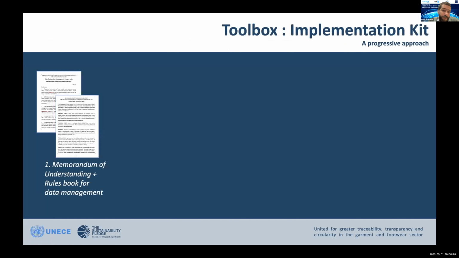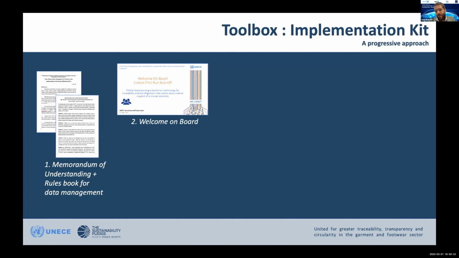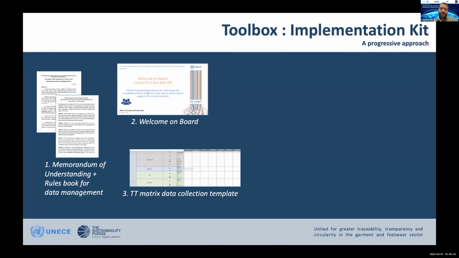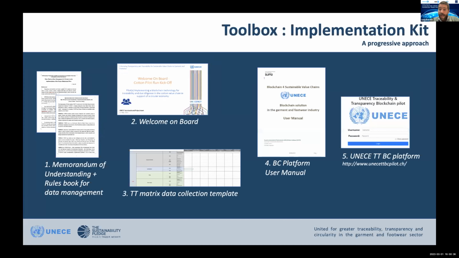And we basically have an implementation toolkit, which is basically our rule book for data management, presentations on what I have just presented, but more in depth, and a data collection template. And then we have developed, which relates to the digital part, the blockchain platform, together with a Swiss university, where the data that we collect gets uploaded, and the certificates they use to mitigate those risks get registered.